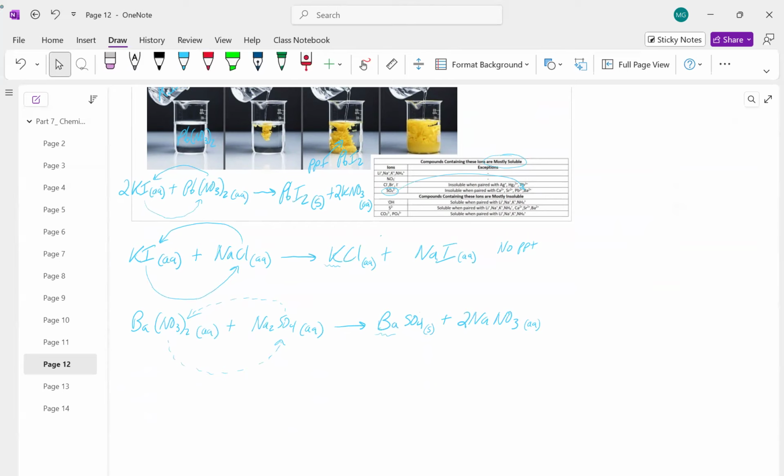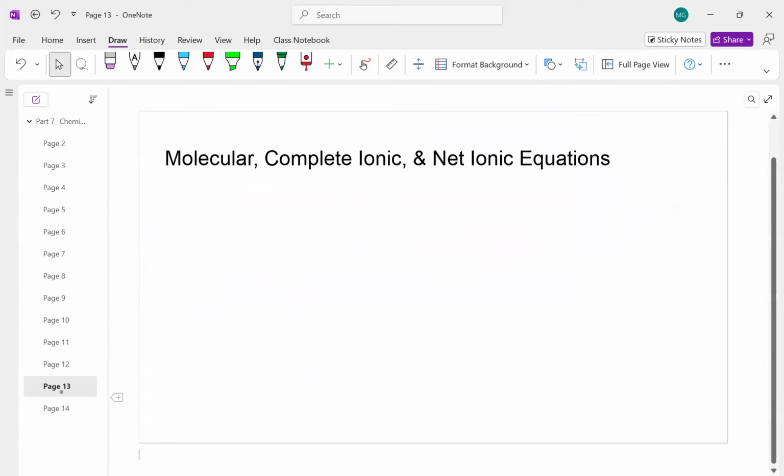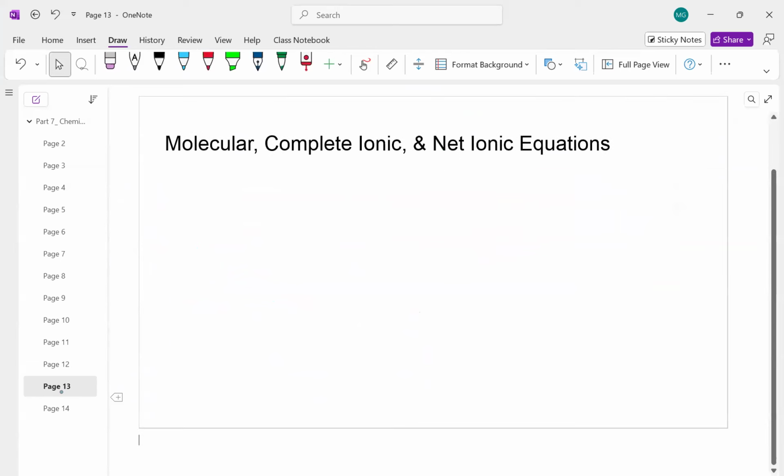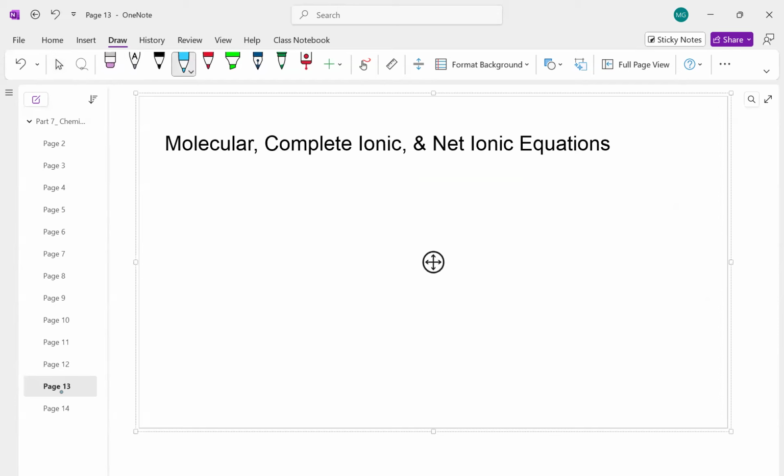So to round this out, and I'm still focusing on precipitation reactions, there are different ways that we can write the equation for a lot of our reactions. This isn't limited to just precipitation reactions, but up until now, I haven't really put a label on the equations we've been drawing. And all the balanced equations we've been doing can be classified as molecular equations.